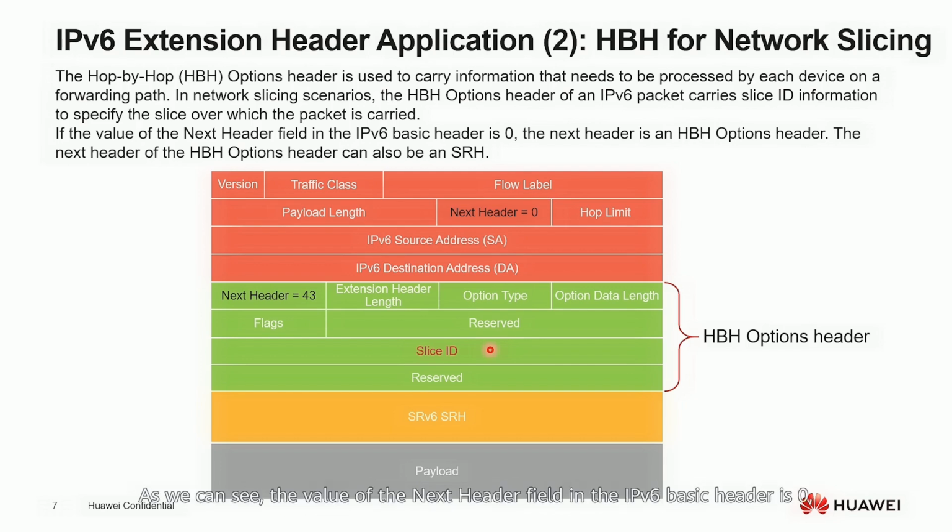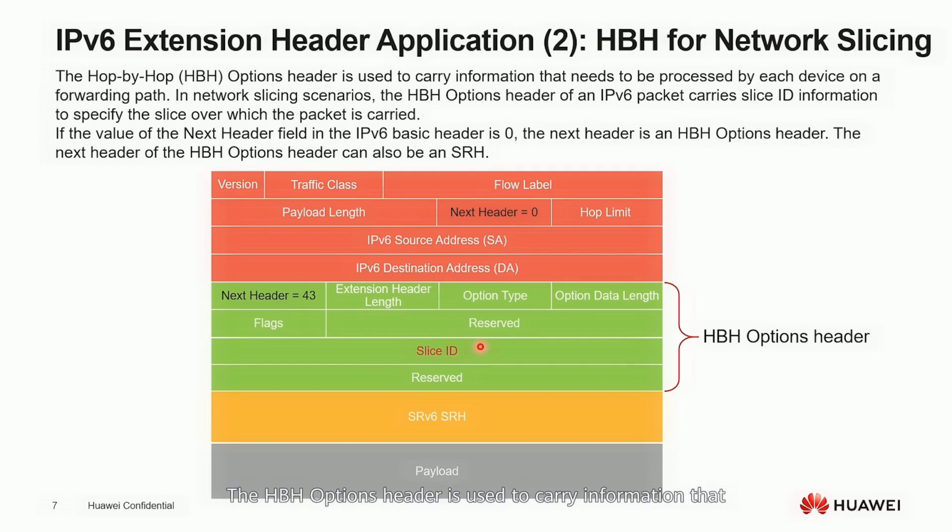As we can see, the value of the next header field in the IPv6 basic header is 0, indicating that the next extension header is an HBH options header. The value of the next header field in the HBH options header is 43, indicating that the next extension header is an RH. The slice in this scenario is an SRH-based network slice.